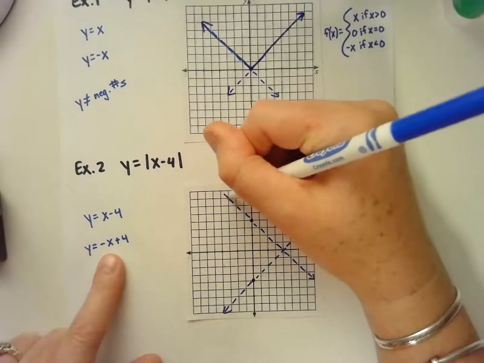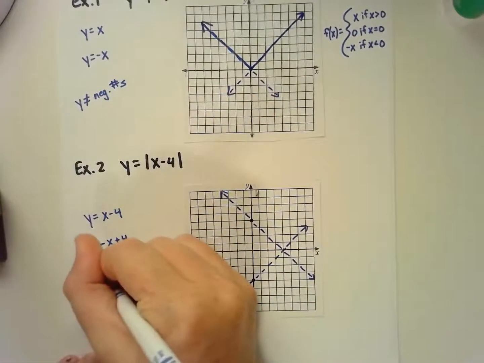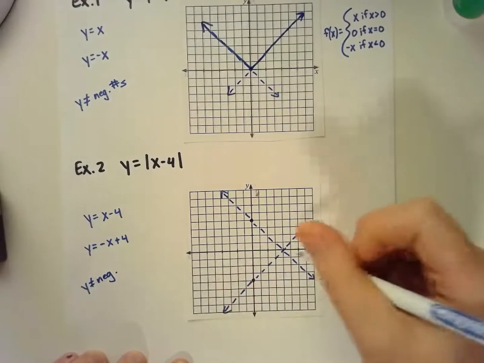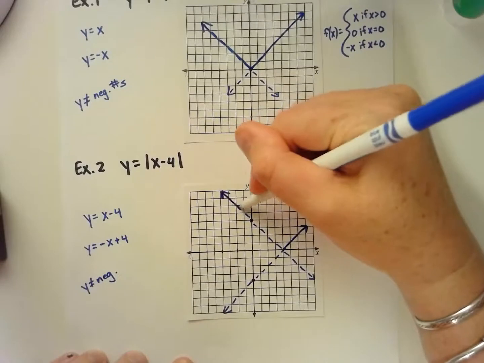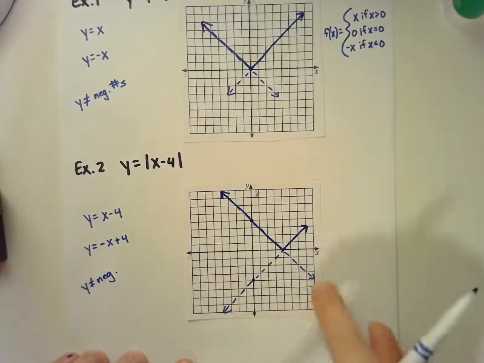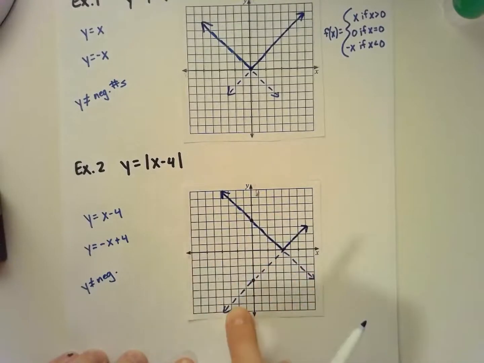And then we're still saying the same thing we did up here. Y cannot equal a negative. So these bottom pieces of our graph are no longer going to apply. They don't make any sense. So we draw this top part of our graph solid. These really are no longer in existence because we're dealing with absolute value and y cannot be negative.